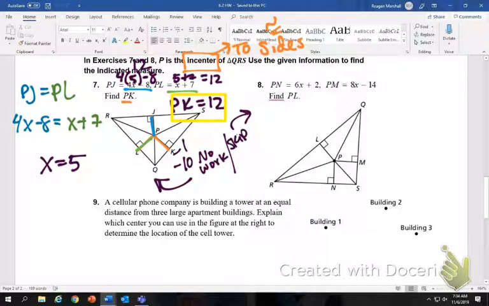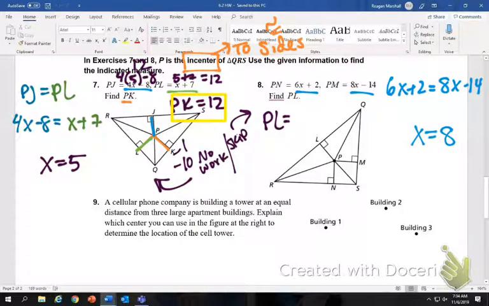Second one is the same way. PN equals PM. So 6x plus 2 equals 8x minus 14. I'll tell you what x is. X equals 8. So plug it into either of them. PL will equal 50. So again, if there's no work, it's minus 10 on either of these, minus 1 if they just got it wrong.